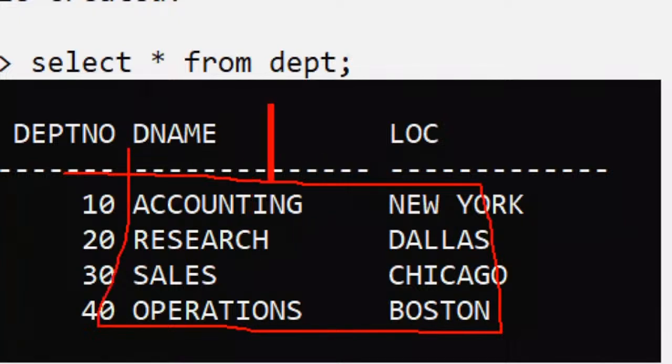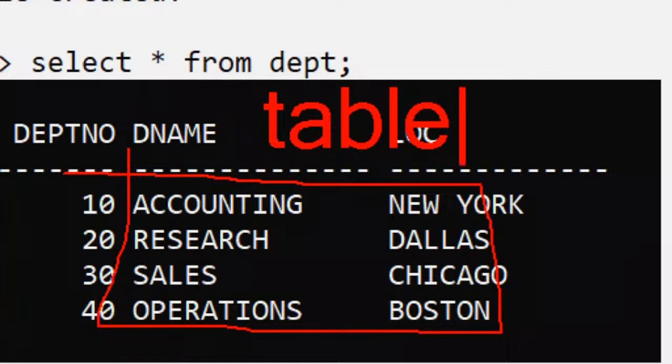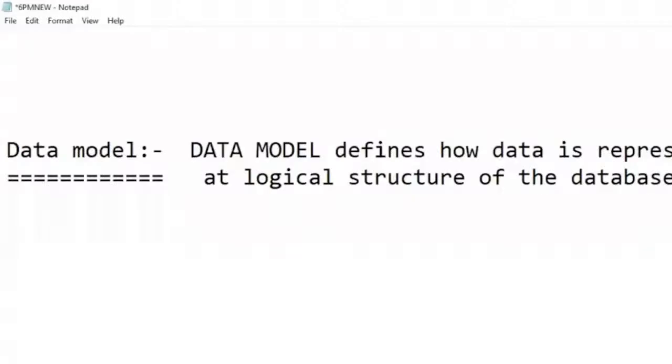Matrix means nothing but what? Rows and columns. Nowadays, that is also called two-dimensional tables. But before 1970, this data model was not there. The hierarchical data model, the network data model, and some other data models were there. IMS and IDMS software were there in those days. So now we have different software.